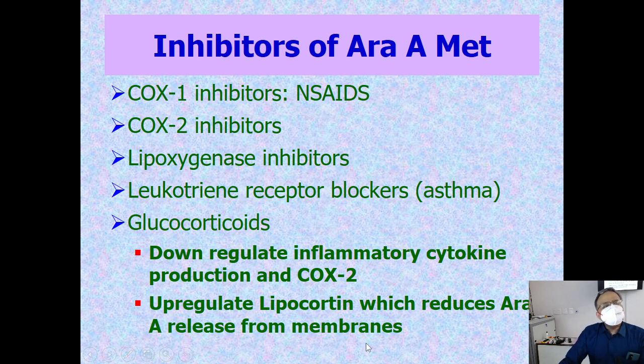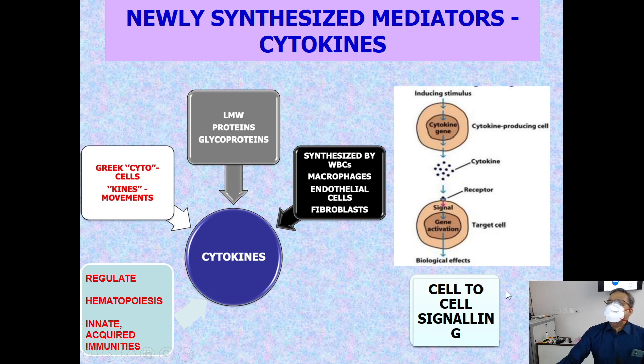So glucocorticoids, in addition to inhibiting lymphocyte activity and lymphocyte production, in general suppress all the activity of arachidonic acid, and it's an important part of why they are anti-inflammatory. And you use that, it's the most potent way that you can kill inflammation.